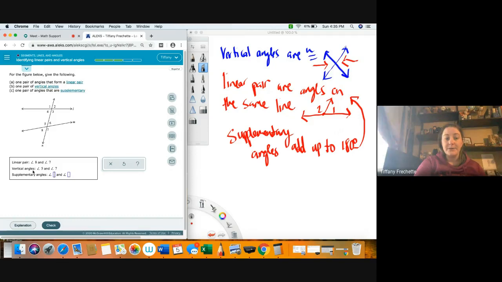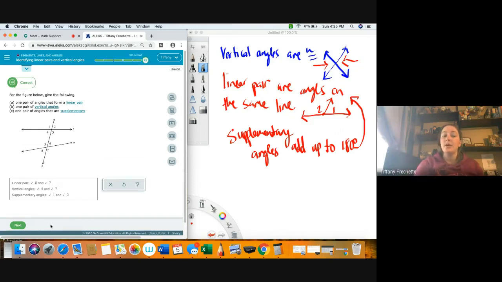And then it's asking me for supplementary angles. So remember, supplementary means they add to 180. It's also the same thing as a linear pair. Since a line has to add up to 180 degrees, if angles are a linear pair, then they add up to 180 degrees. So I'm going to pick a different one just to show you don't have to use the same thing that you put for linear pair. So I'm actually going to go up here and go 1 and 2. So I'm going to click check. And it still gave it to me even though I picked a different one. So you can pick any combination as long as it meets the rules. All right.